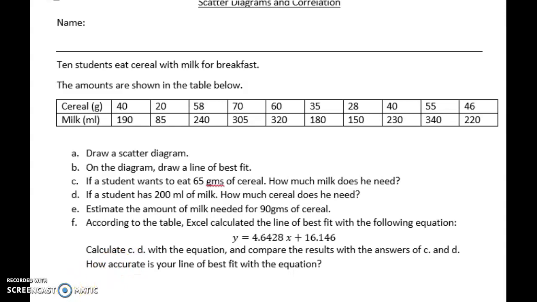Remember that there is not one unique line of best fit, so it depends on the scales and the graph that you made. So there's no right or wrong answer, as long as the line of best fit is within the dots.